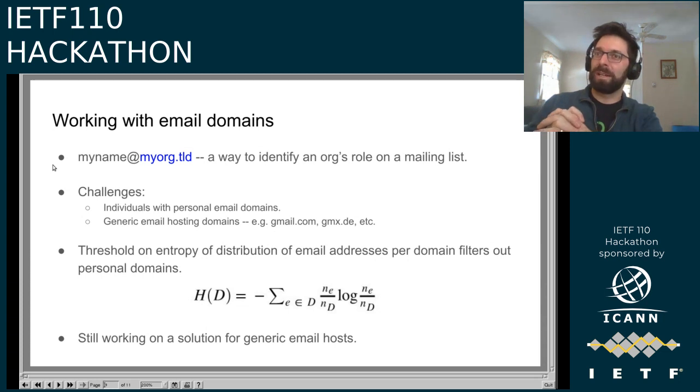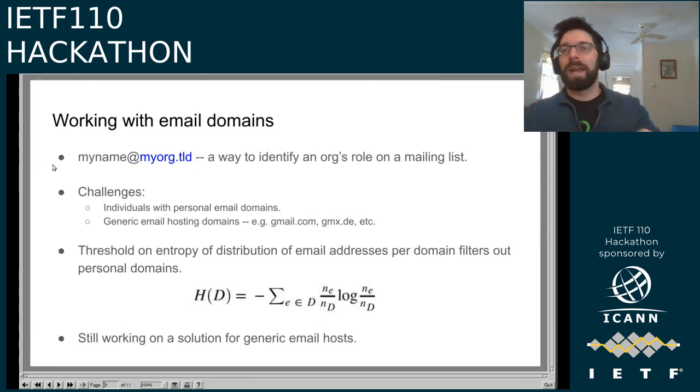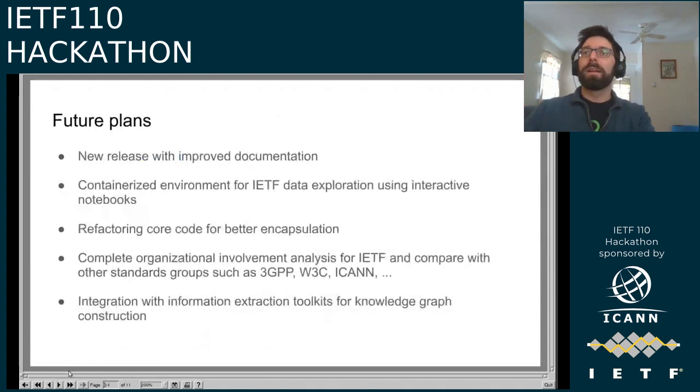We're experimenting with an entropy threshold on the distribution of email addresses per domain. And we found this quite effective at filtering out personal email domains. We're still trying to figure out what to do about these generic email hosting issues. But so far, we've been pretty good at successfully isolating when an email domain is coming from a corporation or organization, as opposed to representing an individual, which is what we're trying to get at.